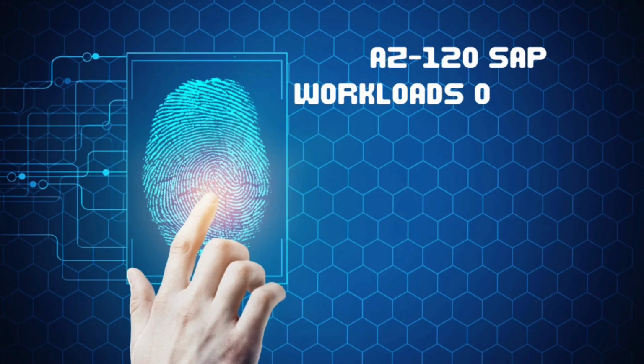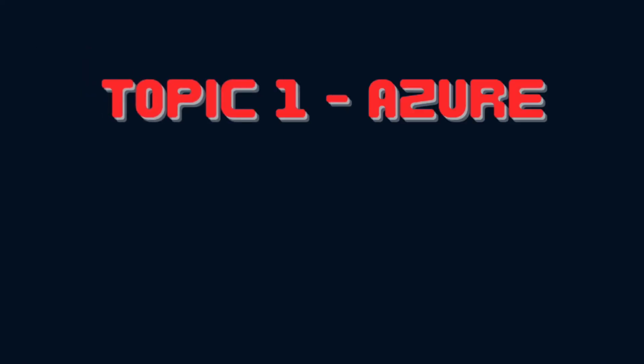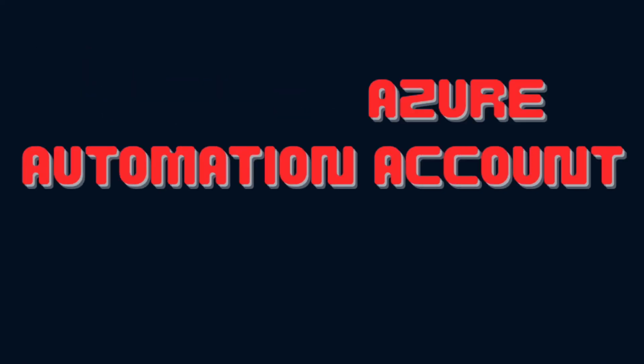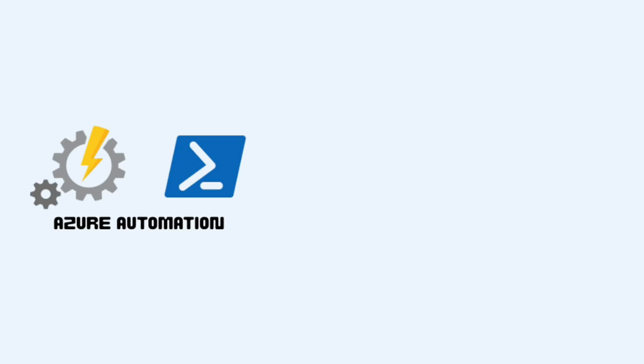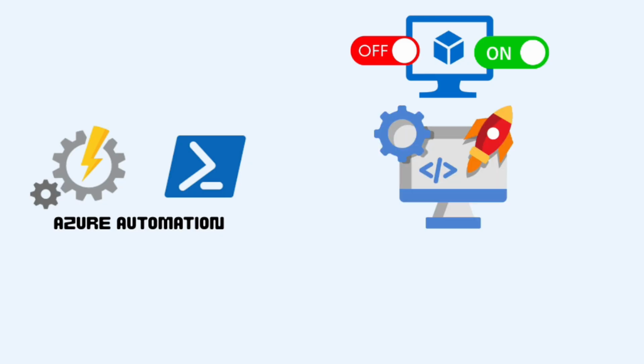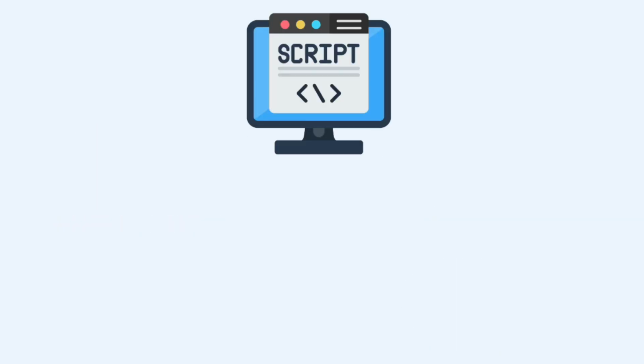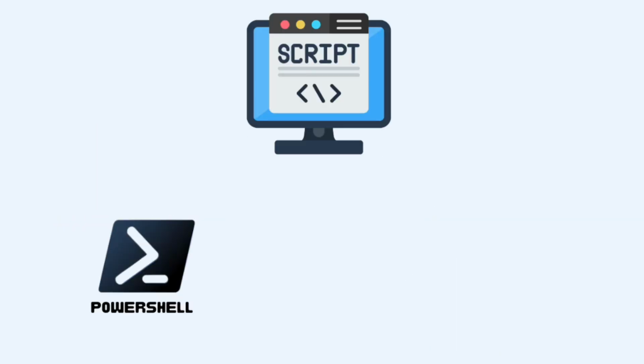Welcome to AZ120 SAP Workloads on Azure series, and in this series we are discussing identity and governance for SAP on Azure. Topic 1: Azure Automation Account. What is that? Azure Automation is a cloud service that lets you automate repetitive tasks like switching a virtual machine on or off on a schedule, deploying resources, and configuring environments, all without manual intervention. You can author runbooks in PowerShell or Python, and Azure Automation is simple yet extremely powerful tool which you can use in your SAP on Azure environment.